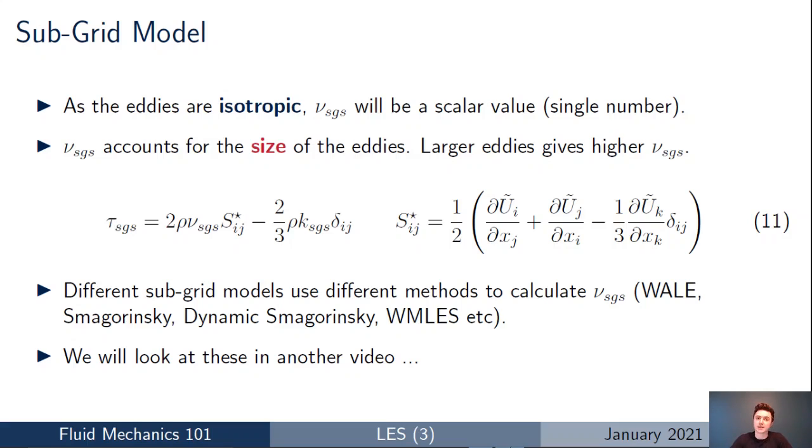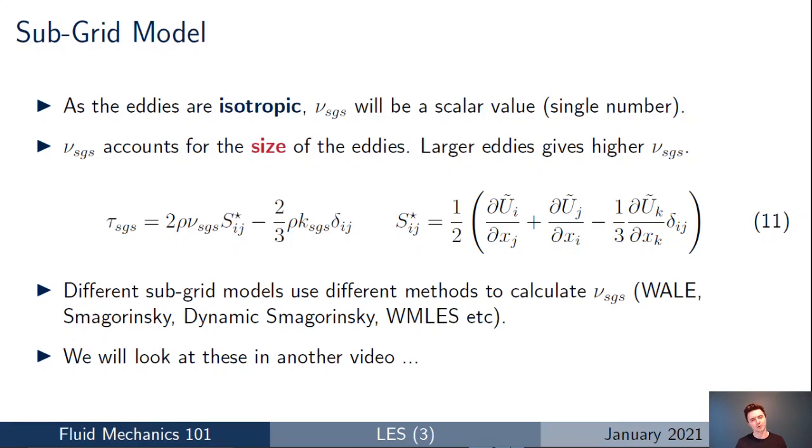And the way I tend to think about this intuitively is that if you have cells and within those cells you've got eddies that are larger, that would mean that your subgrid viscosity is larger. So really the subgrid scale viscosity is giving you an indication of the size of the eddies that are contained within the cells in your CFD mesh that you haven't modelled.